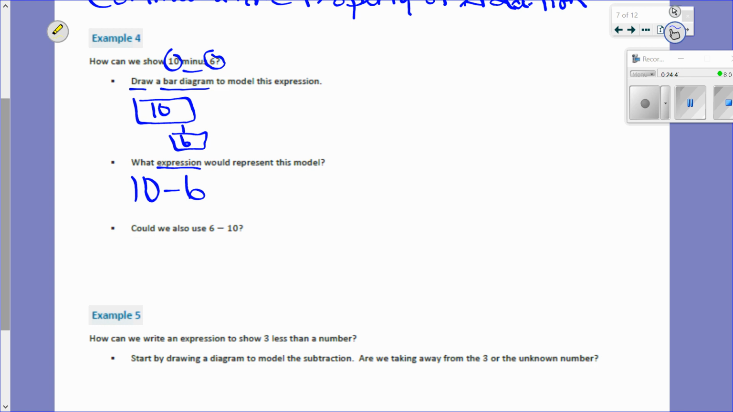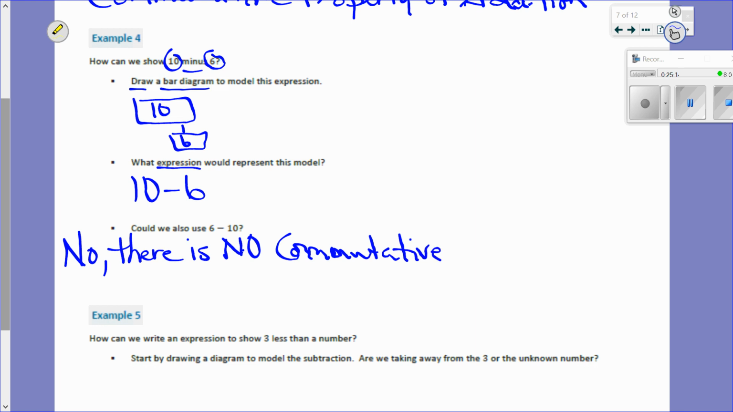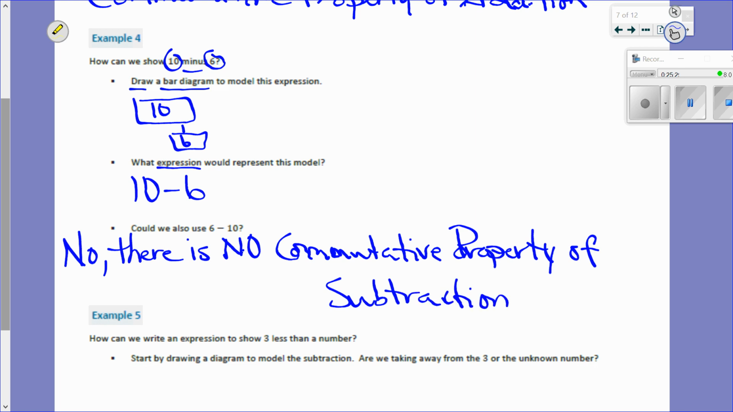But this is subtraction. Do we have a commutative property of subtraction? No, and this is exactly why. So really, could we also use 6 minus 10? No. I'm going to add this. There is no commutative property of subtraction. That's why we can't just say commutative property, because not every operation has a commutative property. There is no commutative property of subtraction. That's also why we don't abbreviate. Okay?